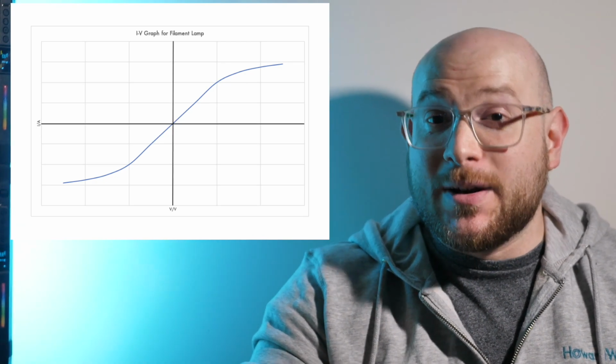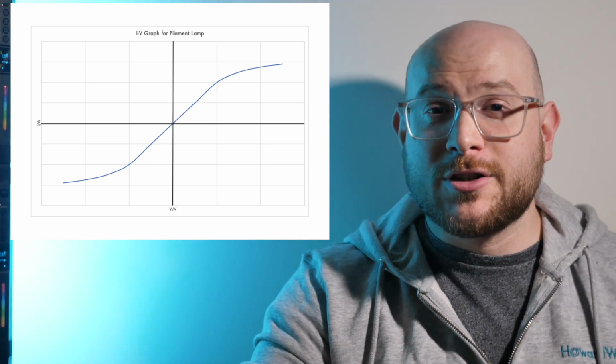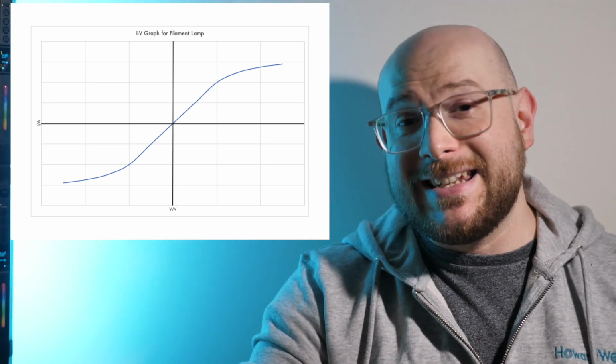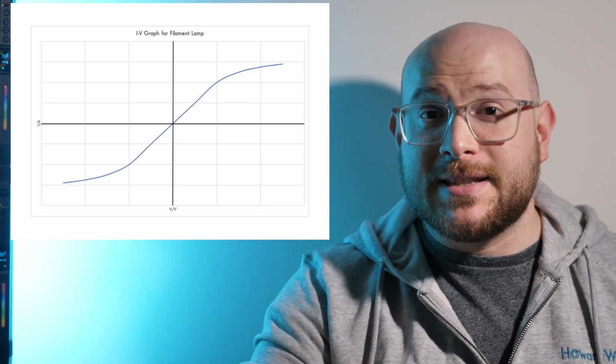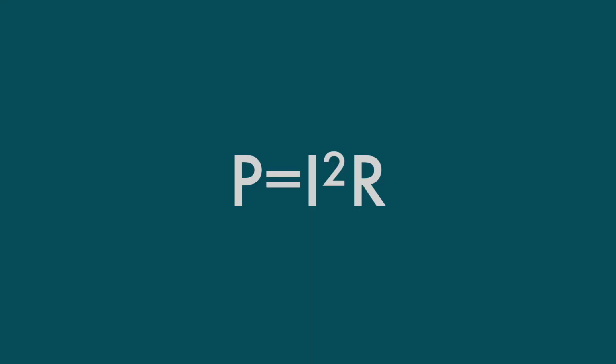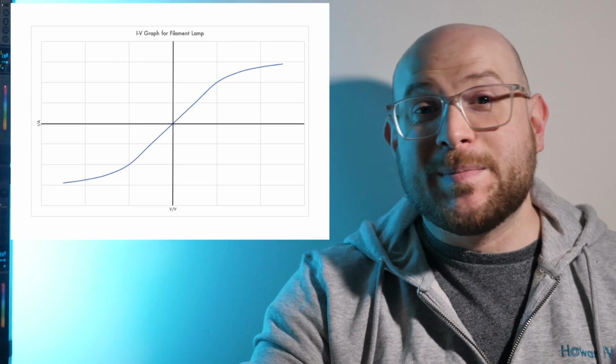Now here's the physics behind why that happens. The more current that goes through that filament lamp, the hotter it gets. We know that current leads to heating effect. In fact, we can work out the power wasted due to heating using the formula P equals I squared R, or power equals current squared times resistance. So more current means more heating.